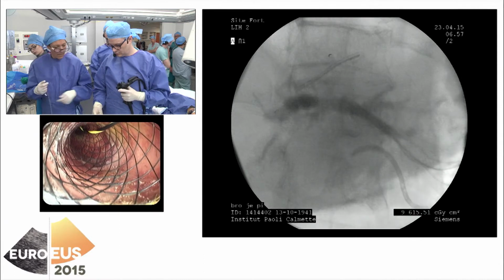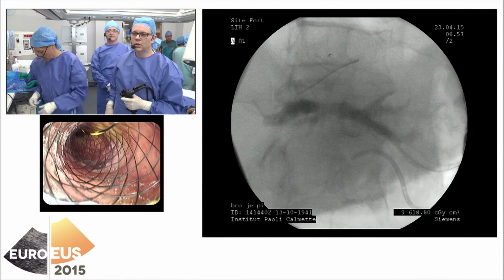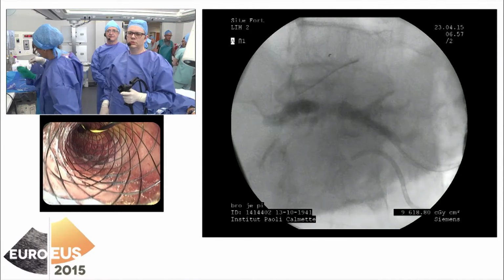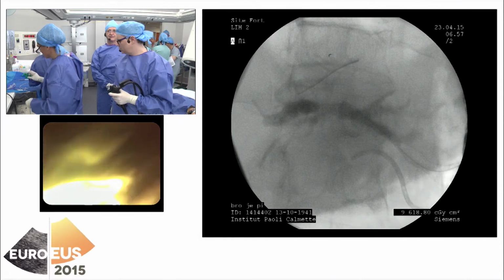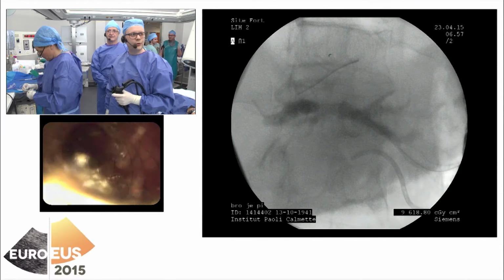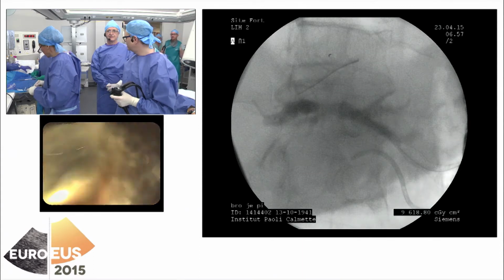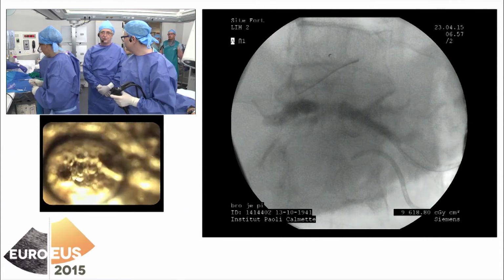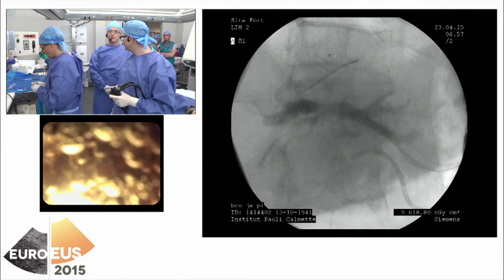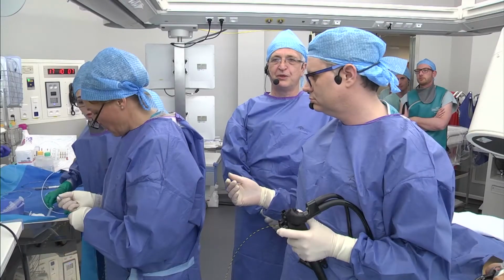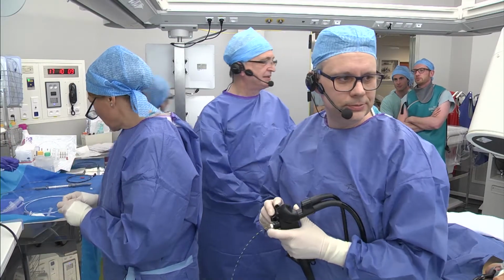Hop, hop, hop. Je suis dehors. So to perform cholangioscopy, probably we have to wait enough time, but not too much time. I think 1 or 2 weeks is a good timing.